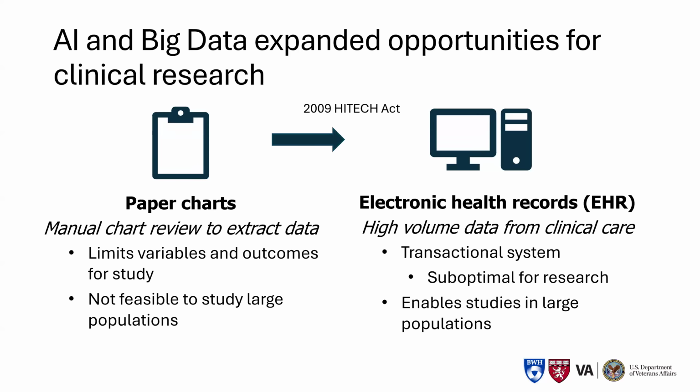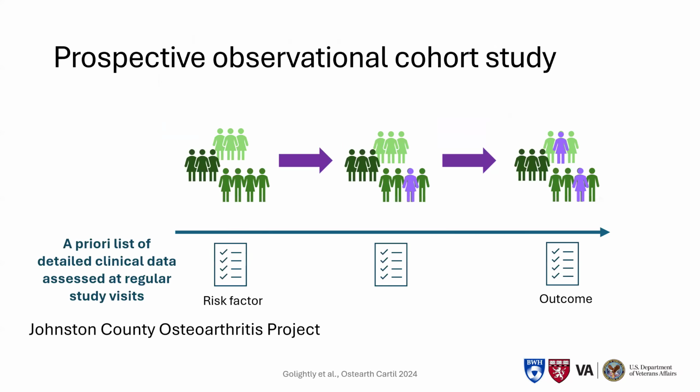And it does enable these studies in large populations now, because not only is it capturing whether a patient was seen, but it's also capturing the test results and all the things that the clinicians are writing about what they think the patient has. So I'd like to step back, though, and talk about some of the very tried and true types of study designs, of which prospective observational cohort studies are one. When I mentioned the chart review before, it's very hard to scale up.